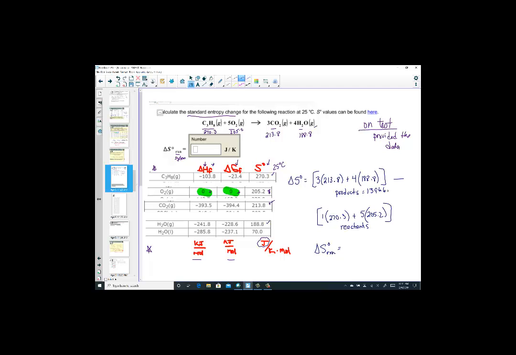Minus, not that I had to write that, I just want to make sure we're at a common answer so far, minus, I'm going to do this in parentheses, minus 270.3 plus 3 times, oh, I'm sorry, that's 5. Let me back that up. 5 times 205.2. I'm going to just read my screen carefully here. We have 270.3 plus 5 times 205.2, and that comes out to be 100.3 joules per Kelvin mole.